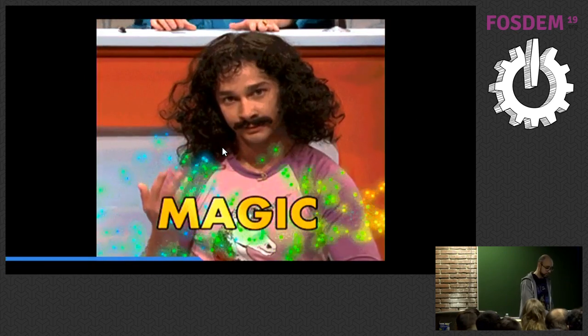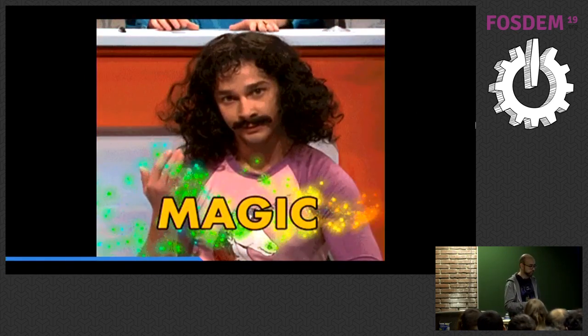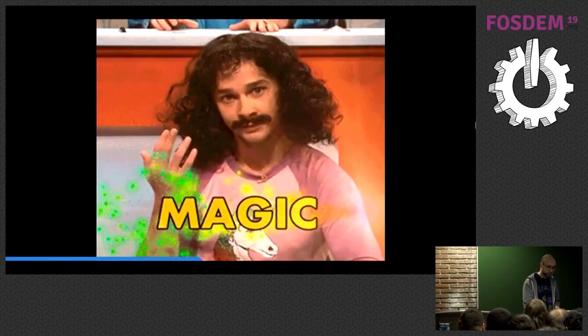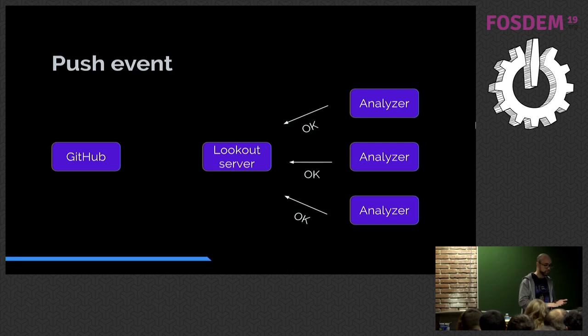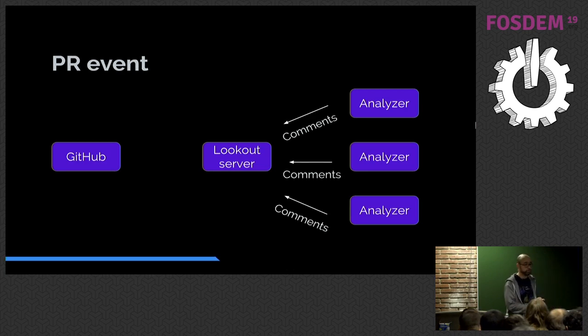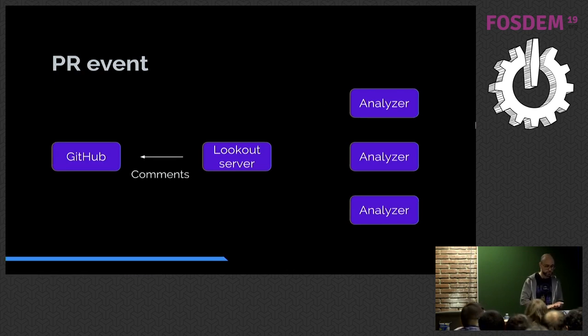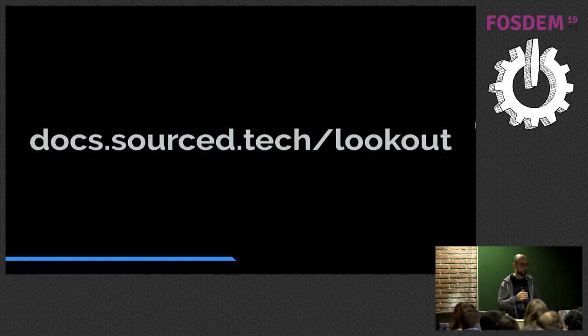They do something. Machine learning or not, it's really up to you. They can be just rule-based, why not? Then they report the status back. It's a push event, so we don't really expect anything in return, and that's it. In terms of pull requests, they respond with comments, with fixes. What they found is problematic with the pull request. And Lookout server aggregates it and sends comments back to GitHub. So it's kind of simple. And if you want to read more about how Lookout works, you go to docs/sourcetech/lookout, and there is an extensive documentation, very well written. I really recommend to study it.